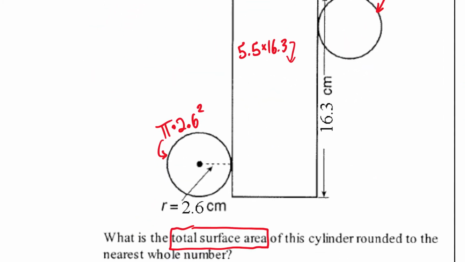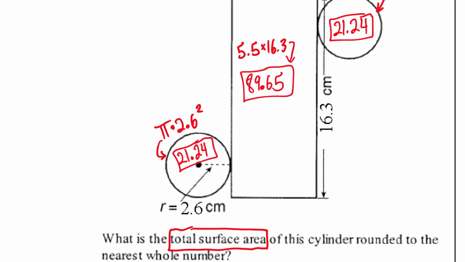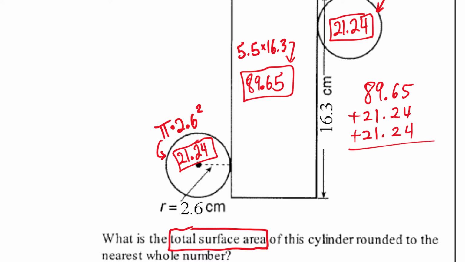Okay, on number 9, when you find the area of this, pi times 2.6 squared is 21.24. And so this one has the same area, 21.24. And then when you do this, you get 89.65. And then you're going to add those three up: 89.65 plus 21.24 plus 21.24. And that should give you 132.13 square centimeters.